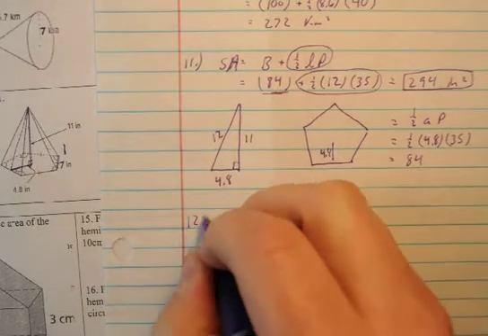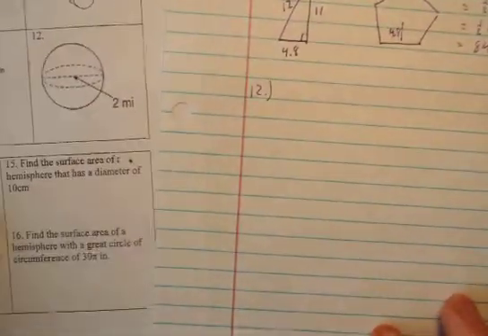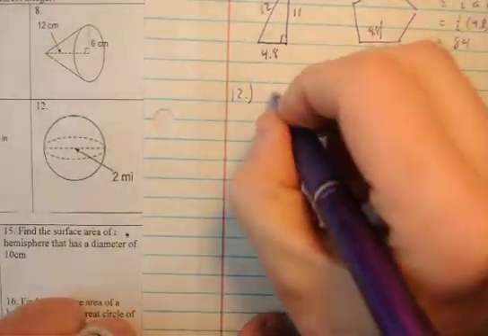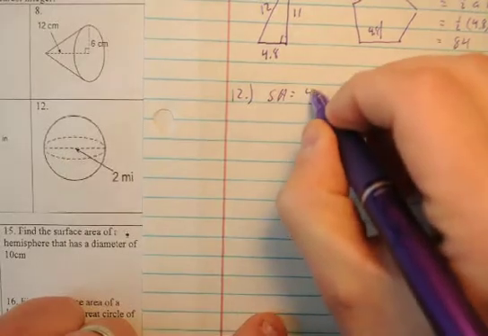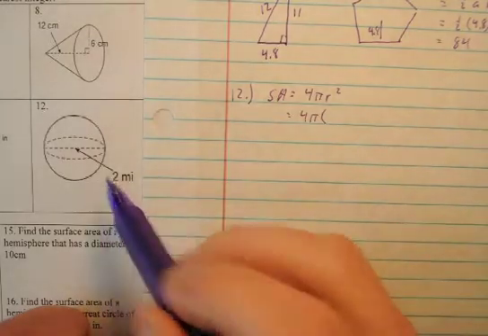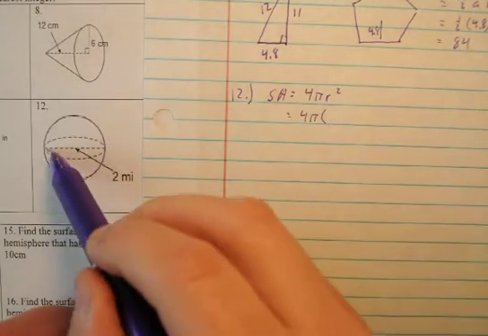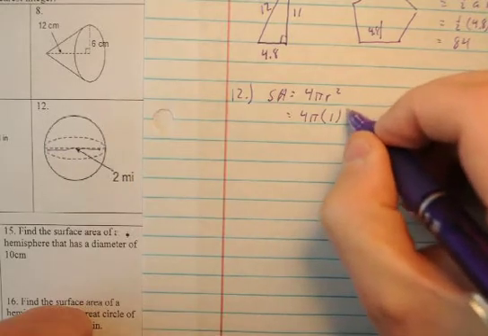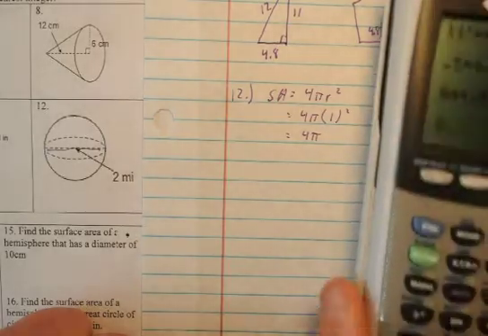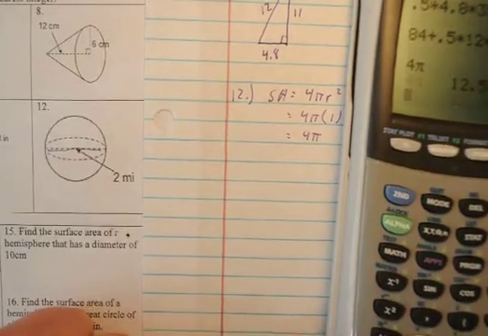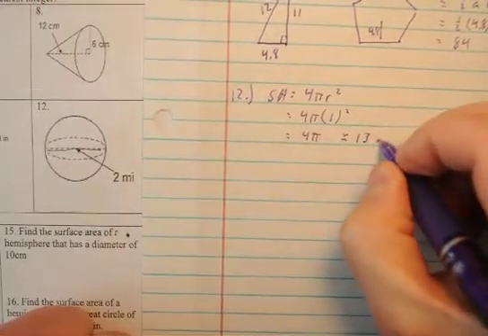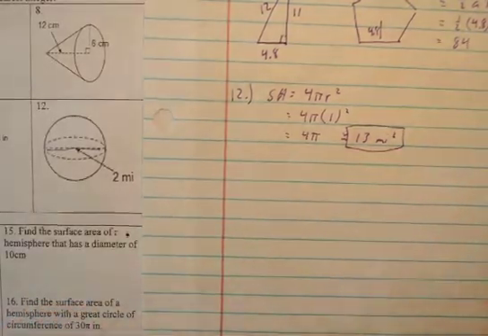Number 12. We have ourselves a sphere. The only thing you need in a sphere is its radius. There's the formula. So once you have the radius, you're good to go. It says the diameter is 2, so the radius would be 1. 4 pi. And 4 pi is about 13 if you round it. Number 13.